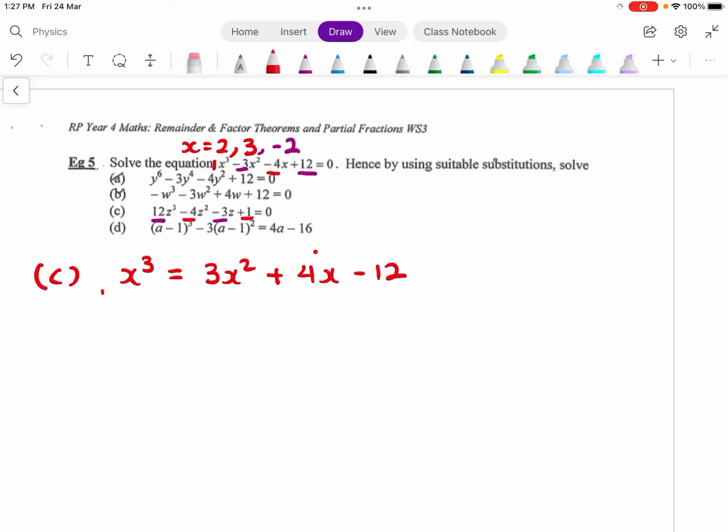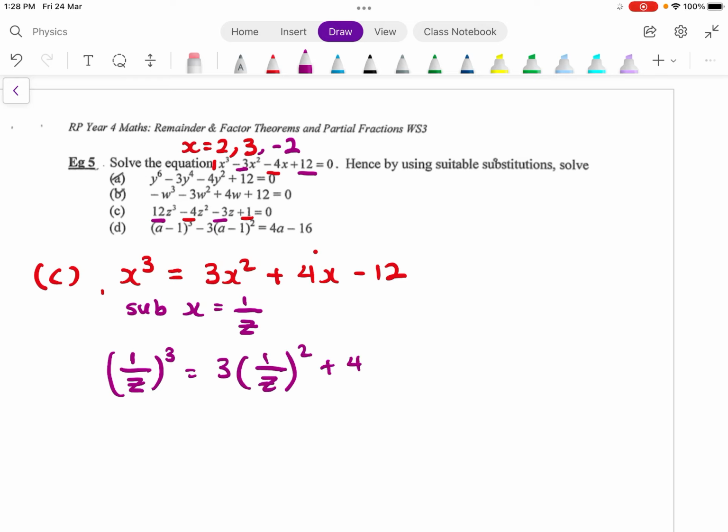So how do I solve? The only way is to use the original equation. You move everything besides the x cubed to the right hand side. So for example, I have already moved it. Then you substitute x equal to 1 over z. When I substitute, I will get something like this: 1 over z to the power of 3 on the left, and of course on the right hand side, 3 times 1 over z squared plus 4 times 1 over z, then minus 12.